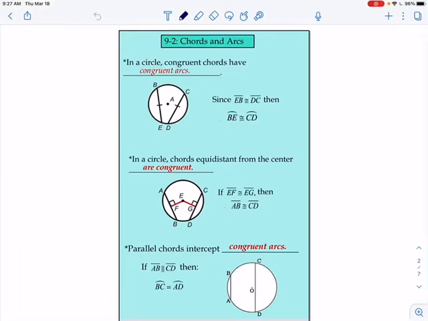Okay, so this video is going to be about 9-2, which is about chords and arcs inside our circles. And again, don't forget you're going to have a quiz after section 4.